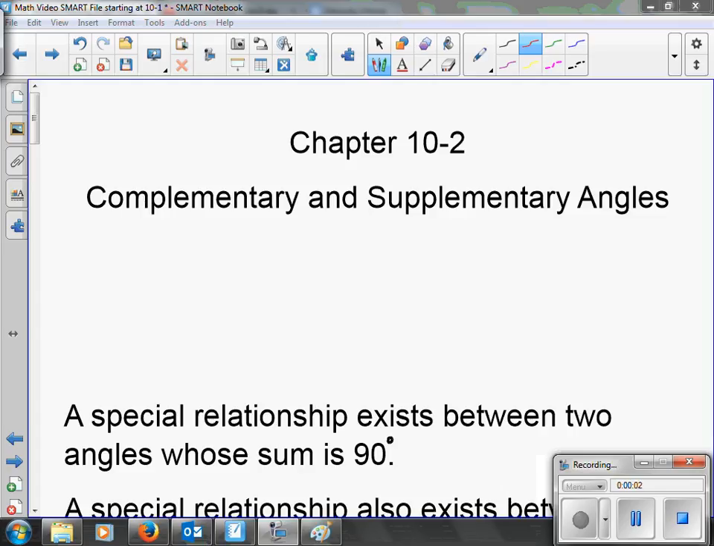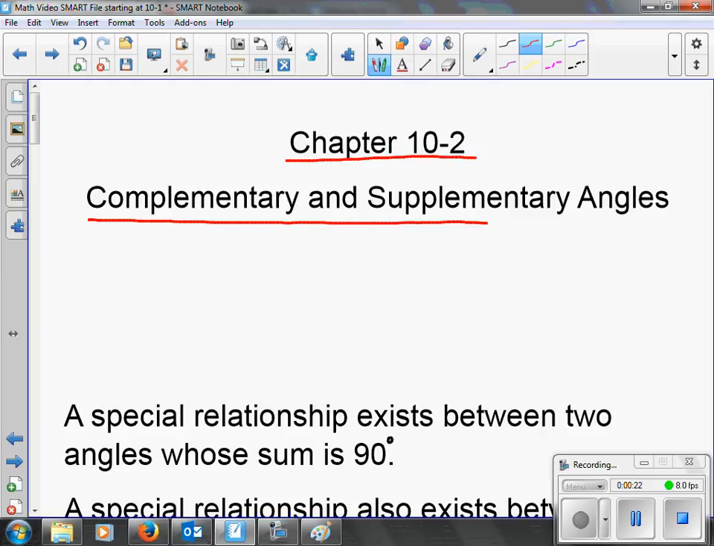Okay, in this video we're looking at Chapter 10, Section 2, and we're talking about complementary and supplementary angles. There is a special relationship that exists between two angles whose sum is 90 degrees. Of course, I jumped right into it, but you have the St. James heading at the top, and we're doing Chapter 10, Section 2, so you underline that, and underline complementary and supplementary angles. This makes you have all that underlined nice and neat.